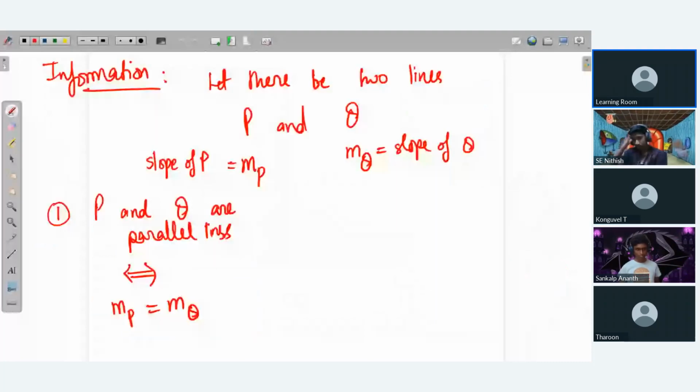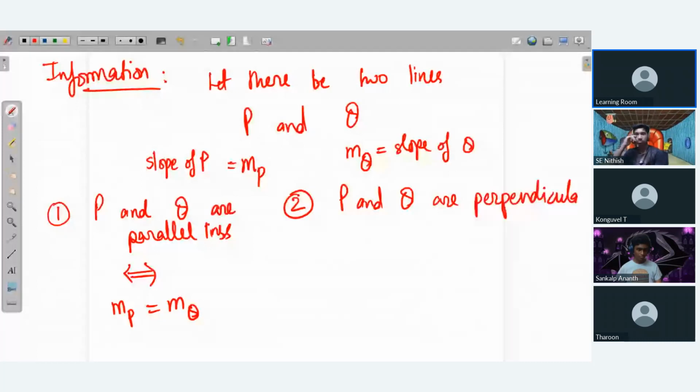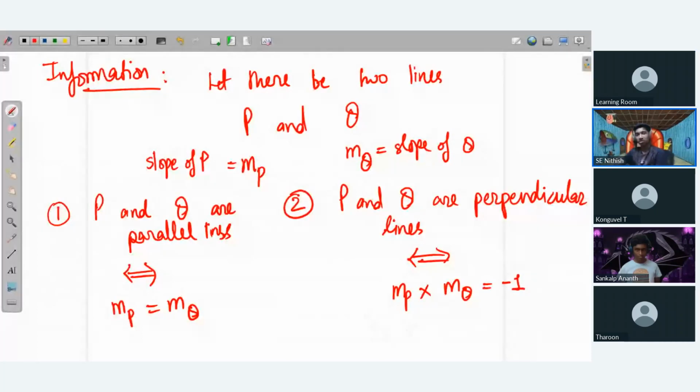So two lines are parallel if and only if their slopes are the same, and P and Q are perpendicular lines if and only if the product of these two slopes is -1. Why specifically -1? It has a geometric reason, but it is advanced information.